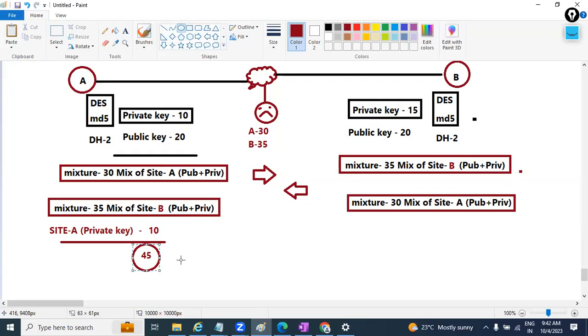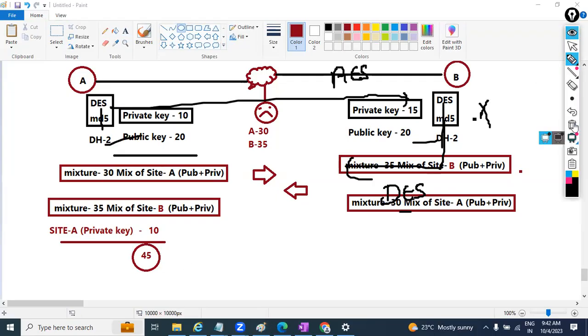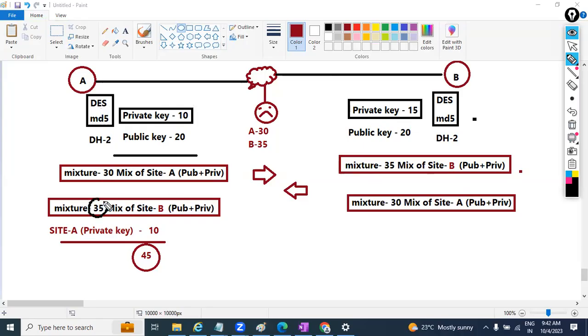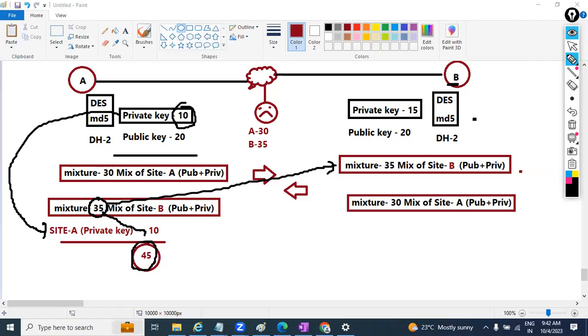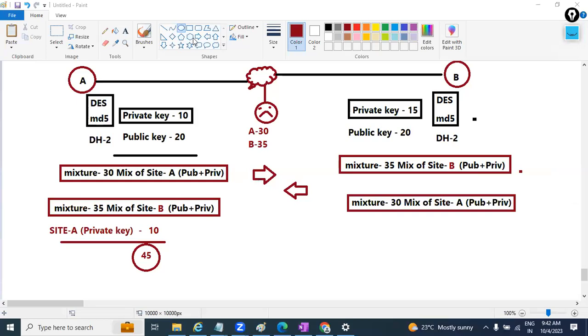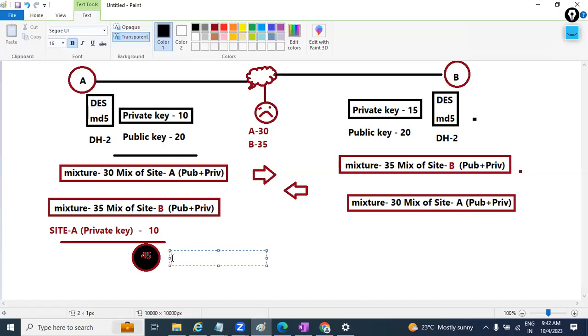The last calculation has come here. And how have we received this 45? 35 is the mixture of the private and public key of side B, and inside that I have added my private key, which is 10. So 35 plus 10 becomes 45. Don't forget this number. This final concept is known as the key.